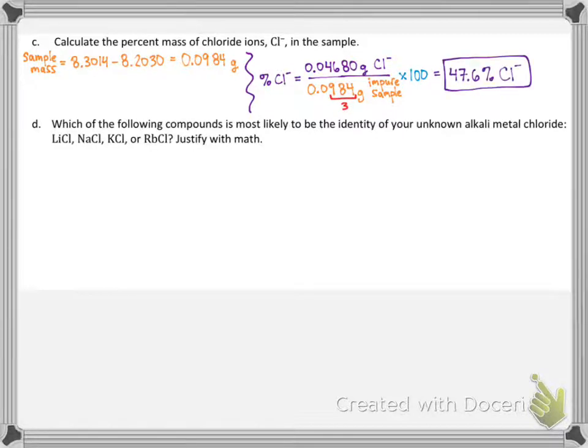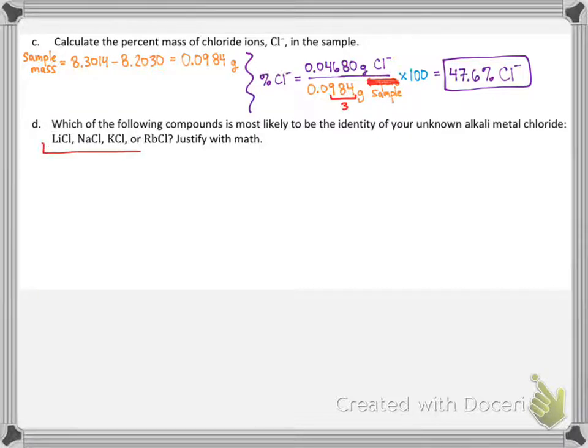Just realized I made a small error. A lot of times the sample is impure in gravimetric analysis. But in this problem, it actually wasn't an impure sample, it was just an unknown sample because we had an unknown alkali metal chloride and we were trying to figure out which one it actually is. Well, through all of our delicious math, we discovered that our sample was 47.6% chloride by mass.